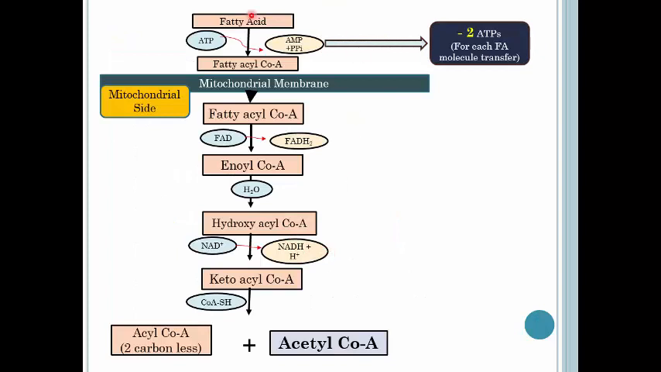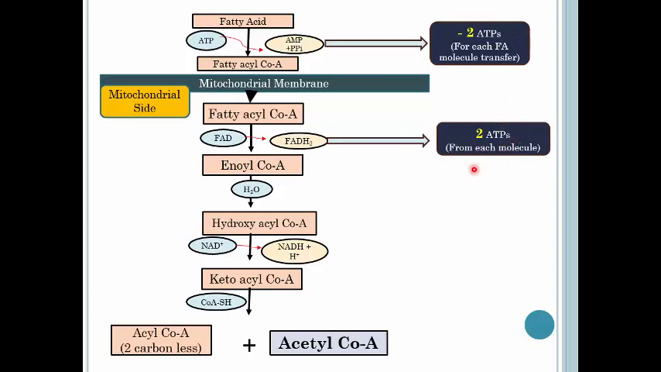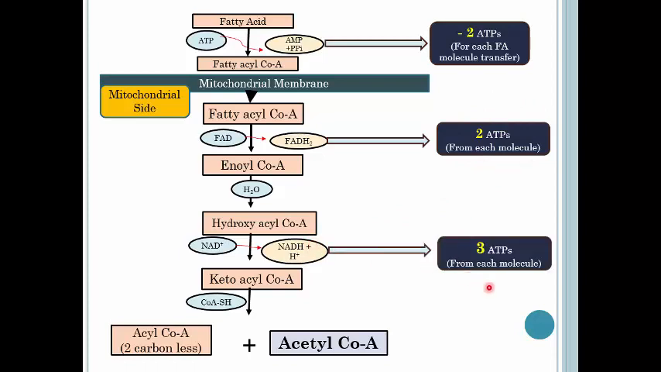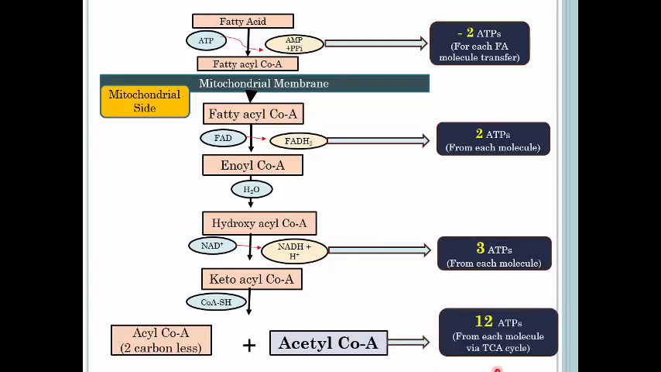First, for the activation of fatty acid, as we have seen, 2 high energy bonds were utilized. Then FADH2 will generate 2 ATPs when it enters into the electron transport chain. This NADH molecule will produce 3 ATPs when it enters into the electron transport chain, and acetyl-CoA, when it is completely oxidized in the TCA cycle, will generate 12 ATPs.